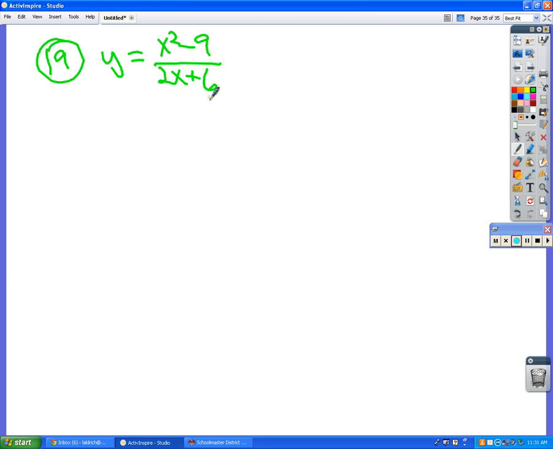Okay, what do we do? Factor the top. X squared minus 9 factors into what? X plus 3, x minus 3. Factor the bottom.